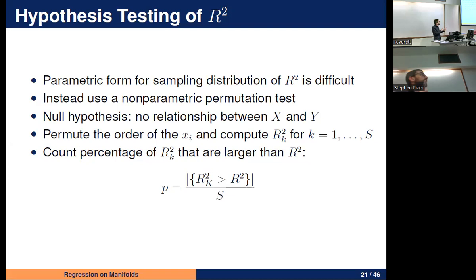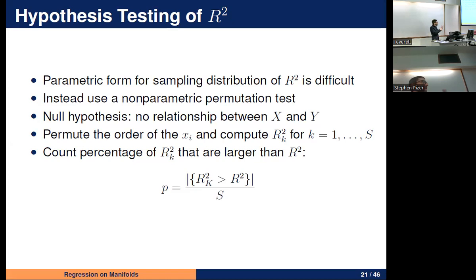So you take your data, there's a list of y values and x values, and they're paired. Now scramble that pairing. You scramble the order of the x's, so you mismatch which one belongs to which y. And if there's no relationship between x and y, it shouldn't matter if you scramble the order. Because there's no relationship anyway, your estimates are basically just random noise.